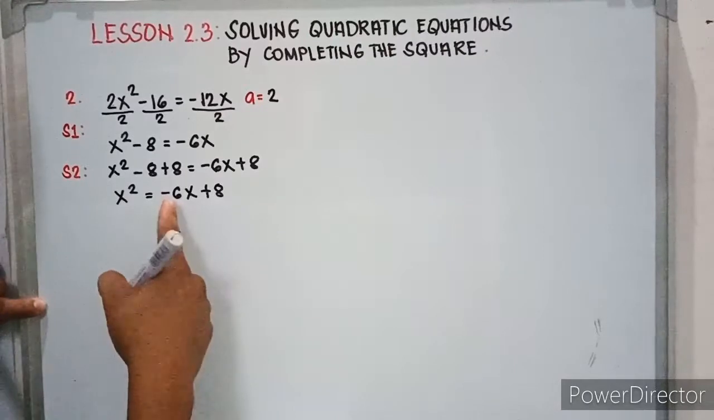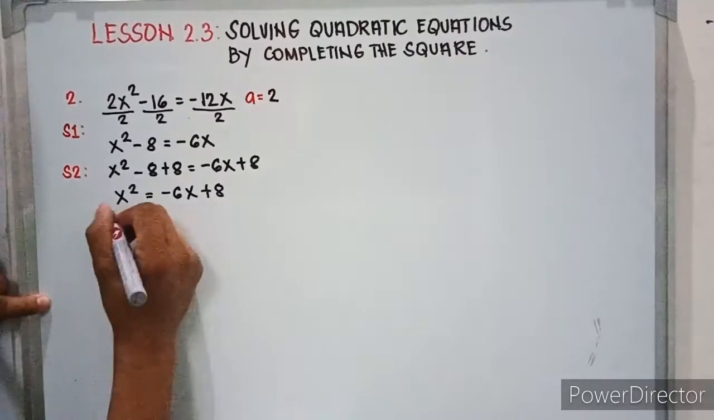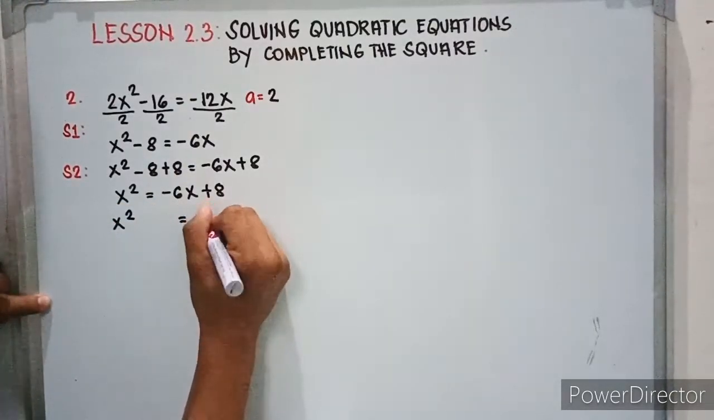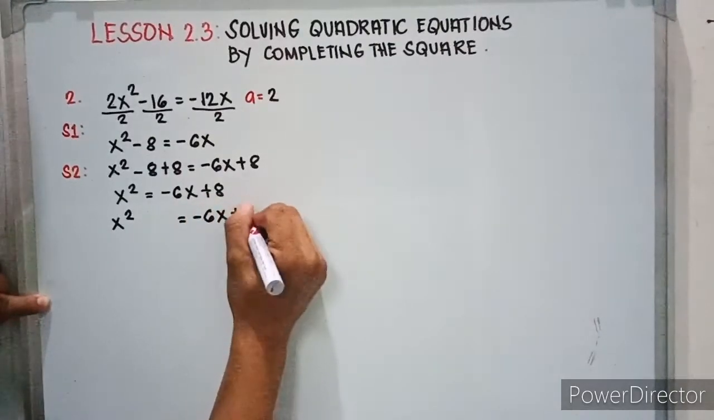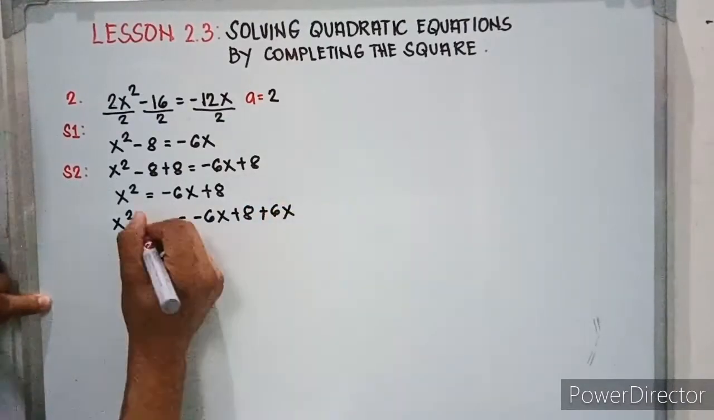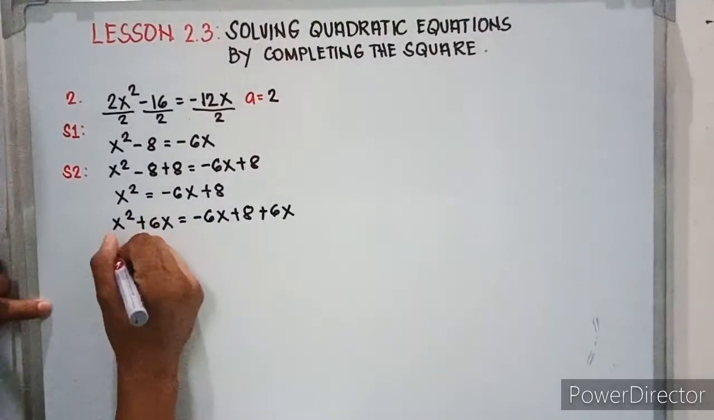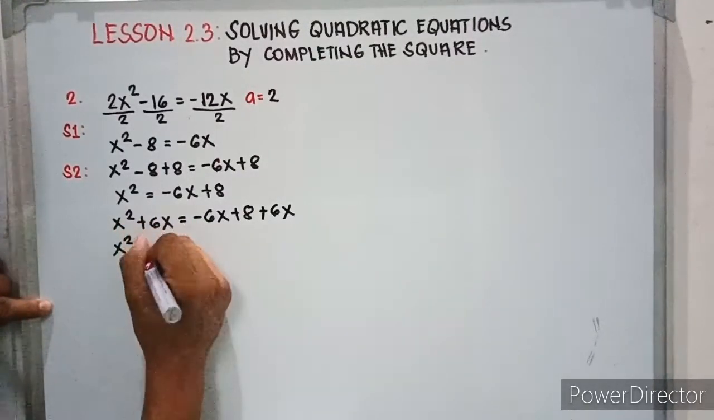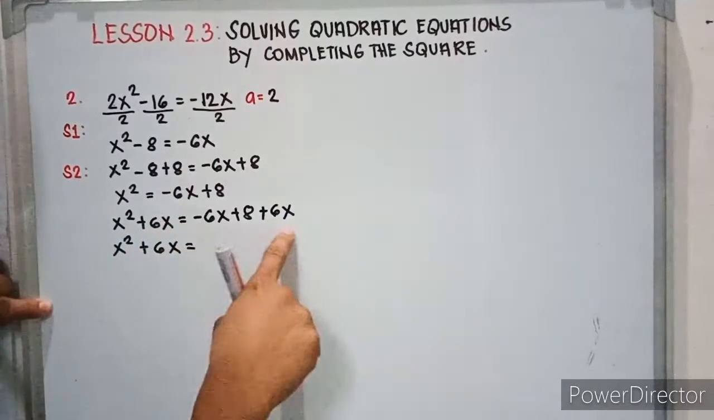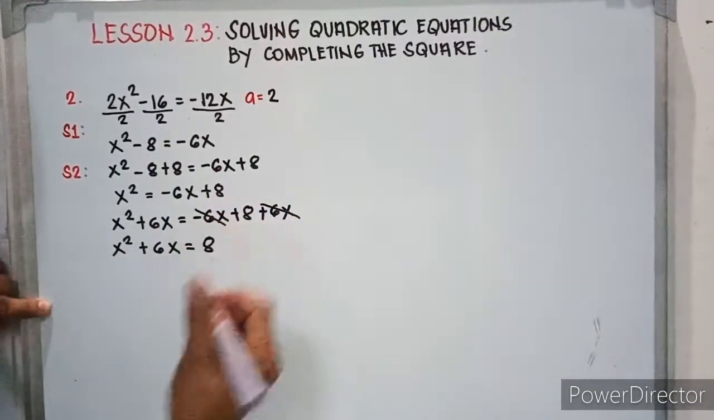So, paano yon? Kukuhanin ang additive inverse ng negative 6x. Ang additive inverse ay positive 6x. So, x squared equals negative 6x plus 8, additive inverse, plus 6x. Kung anong ginawa sa right, gagawin din sa left. Okay, then let us simplify. So this will become x squared plus 6x equals negative 6x plus 6x, that is 0. So the remaining is positive 8.